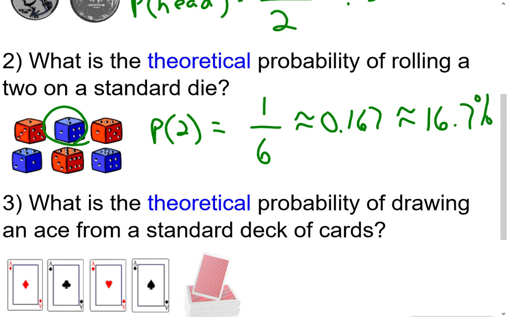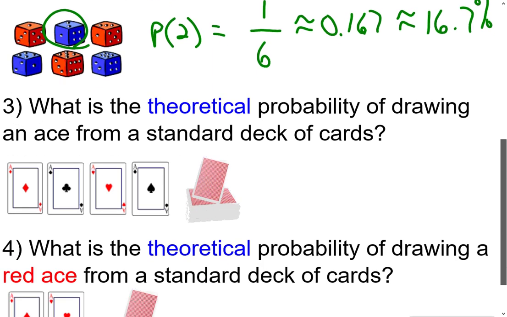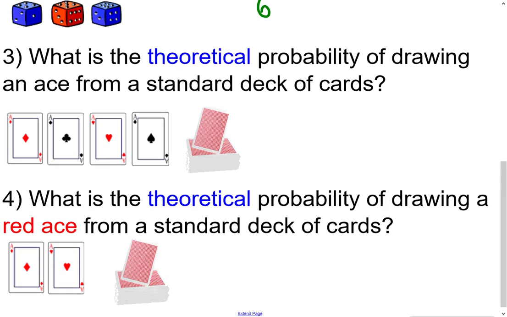Now, my next one is, what's the theoretical probability of drawing an ace from a standard deck of cards? Now, this one I didn't draw out the entire sample space because it was a little too big for my screen. But I did point out that there are 4 aces in the standard deck of cards. Here's the rest of my cards. And then I can think of, well, how do I calculate this probability? So I'll come back here and go probability of getting an ace.